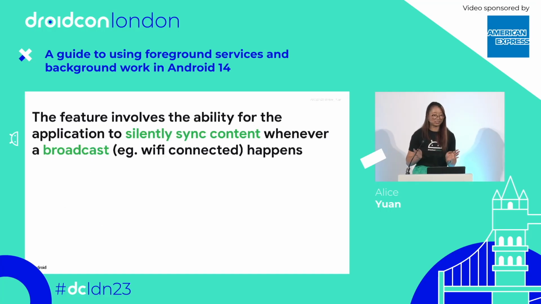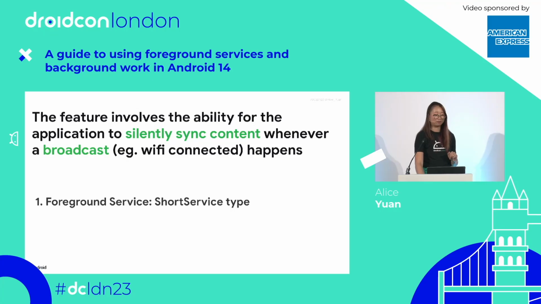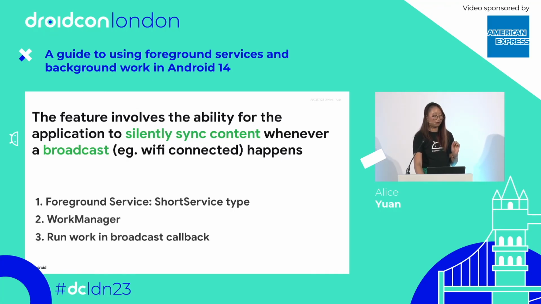The second question is, the feature involves the ability for the application to silently sync content whenever a broadcast happens. So we're gonna have three options. We're gonna use the short service type, we're gonna use Work Manager, or you can run the work in a broadcast callback. Shout out your answers.